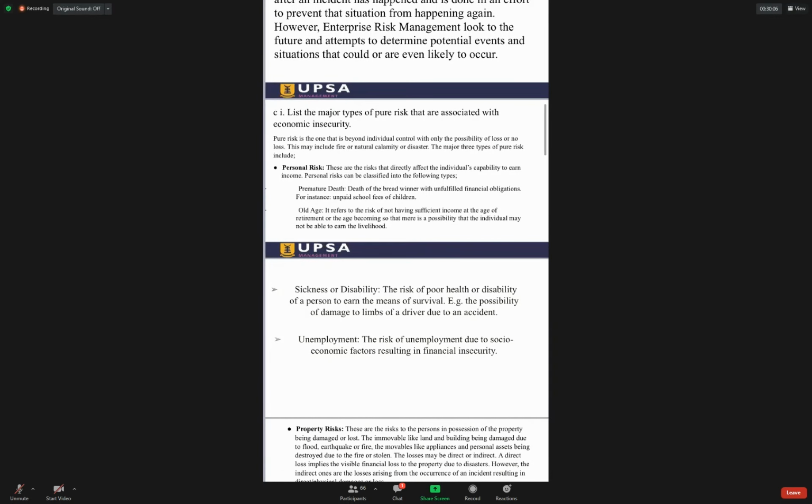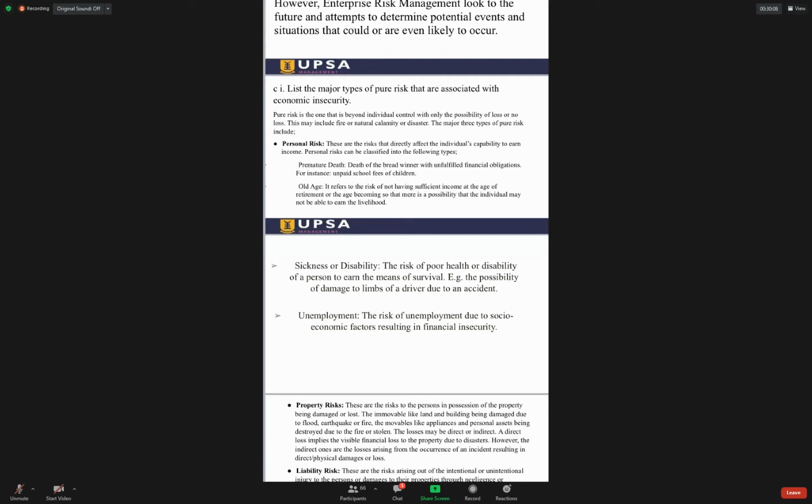So I'd like to explain what the personal risk is. A personal risk is a risk that directly affects the individual's capability to earn income. And under this, we can have premature death, old age, sickness or disability, and unemployment. So they can be classified into these four. For example, a football athlete, once they age or once they have an injury, it affects the income because at a certain age, you will not be able to perform to the level that you've always wanted.